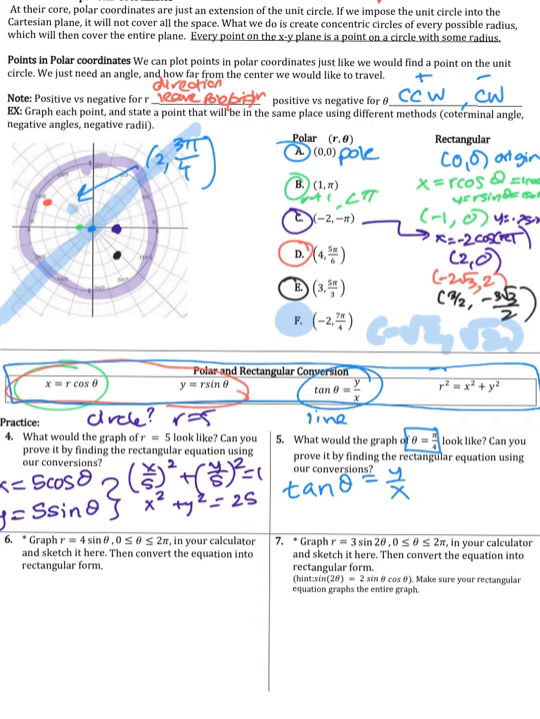Tangent of pi over 4 is equal to 1, which is equal to y over x, which means that this is actually the equation of the line y equals x if we were to look at that in a rectangular world. All right, let's look at our last two examples.